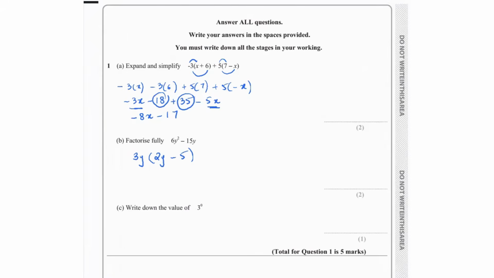Then write down the value of 3 to the power of 0. Anything to the power of 0 always has a value of 1. Whether it's a variable, a fraction, a number, a positive number, a negative number, anything. If it's raised to the power of 0, it is equal to 1.